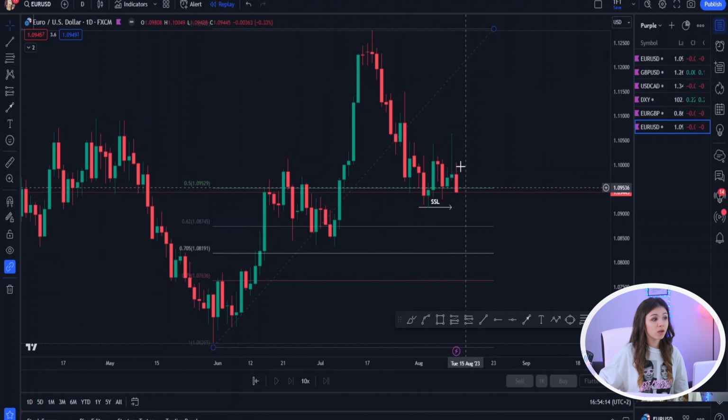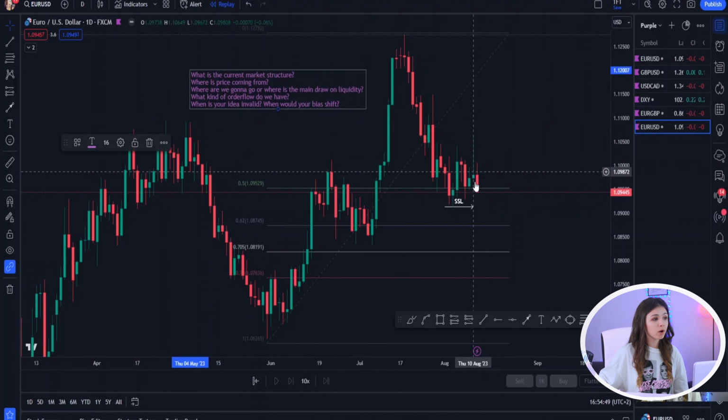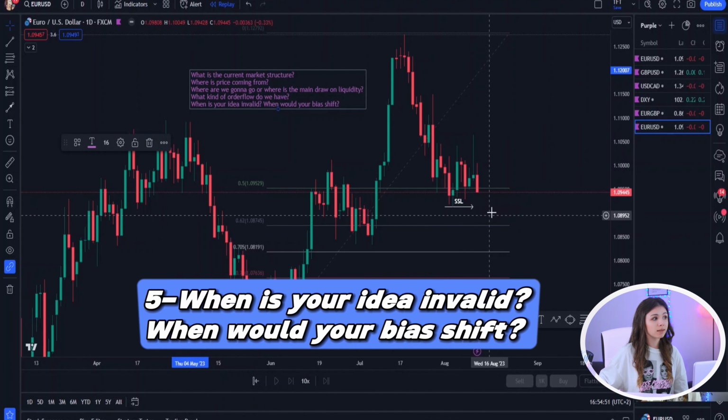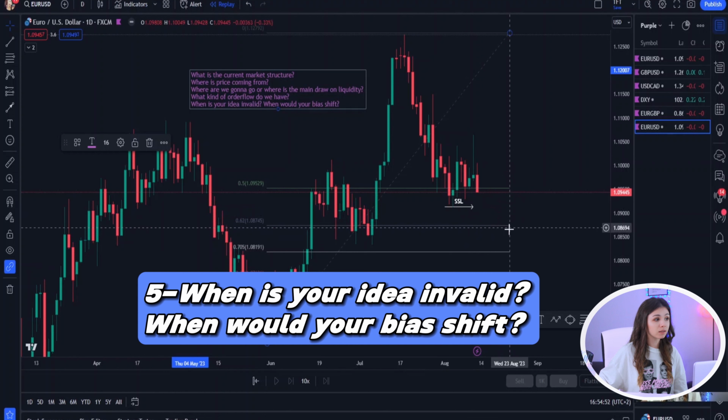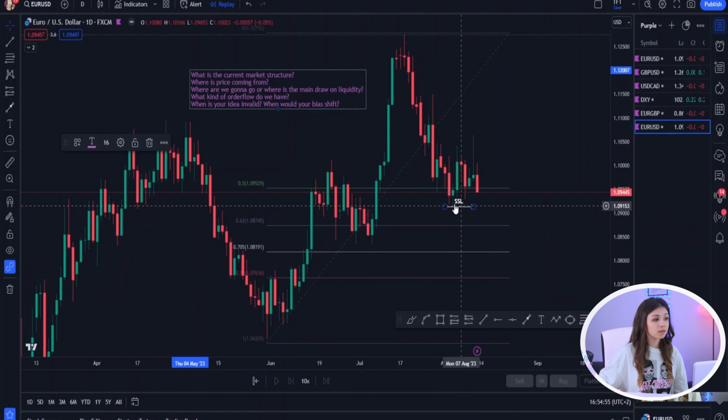So we should be very careful with shorting after price enters discounted prices. If we notice that the order flow remains bearish, the next target would be this sell side liquidity, and we're going to be bearish. So what do I want to see in order to know that my idea is not valid anymore? So let's say price comes and takes this sell side liquidity.